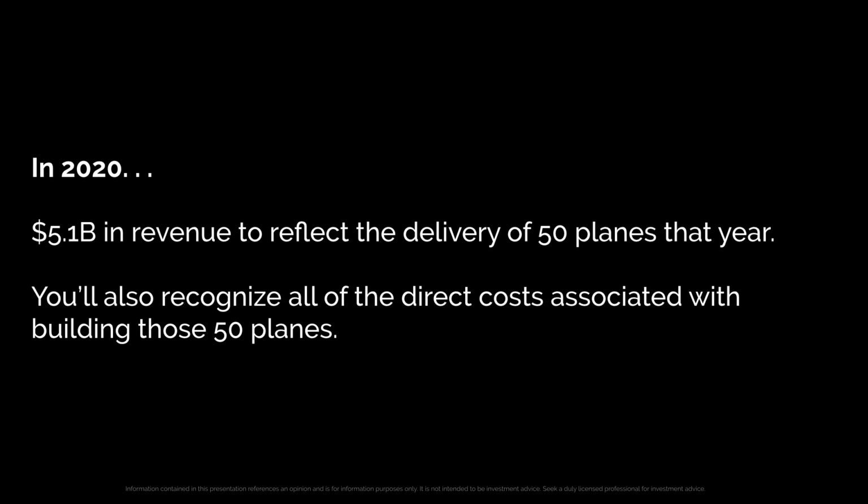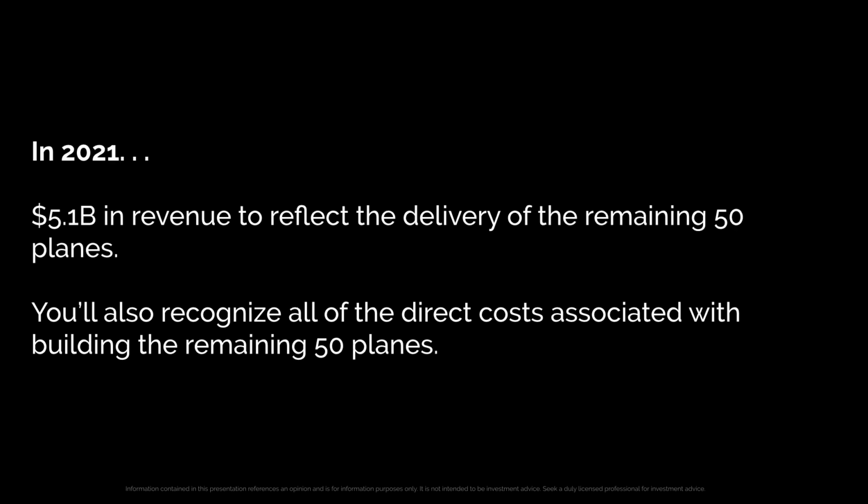So now what's going to happen in 2021? The same thing is going to happen. We're going to deliver the next 50 planes, and we're going to book $5.1 billion in revenue, and then we're going to also recognize all the direct costs associated with building those remaining 50 aircraft. Again, it takes more than 1 or 2 years to build an airplane sometimes. So even though actual cash might have been getting transferred from Airbus's bank accounts to some of their suppliers, we're not going to book or recognize those direct costs until that economic event of delivering the aircraft actually occurs.